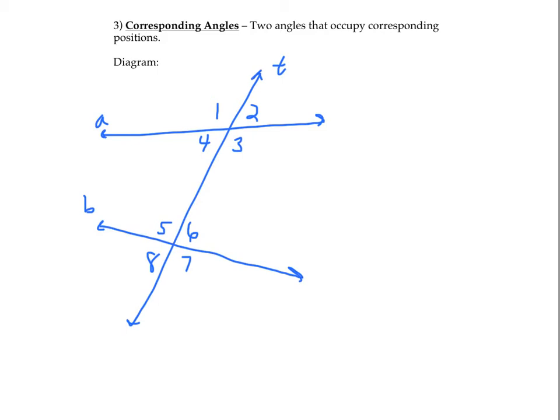For our next special angle pair relationship, we're going to take a look at corresponding angles. And the definition isn't very helpful. It says that corresponding angles are two angles that occupy corresponding positions. So that word corresponding is used as part of the definition. Well, we can be more specific than that. A description of corresponding angles includes the fact that the angles are on the same side of the transversal.